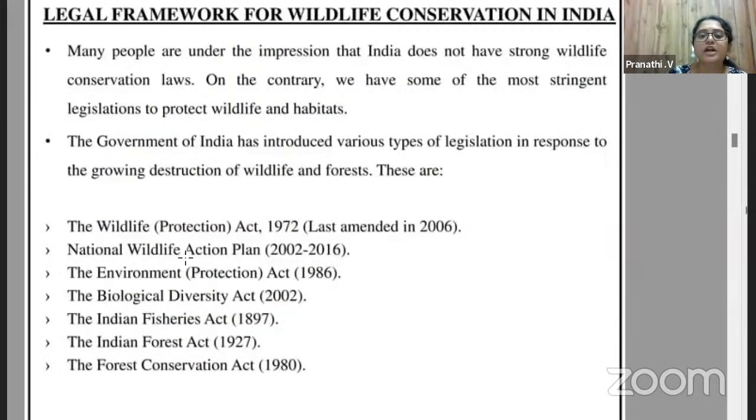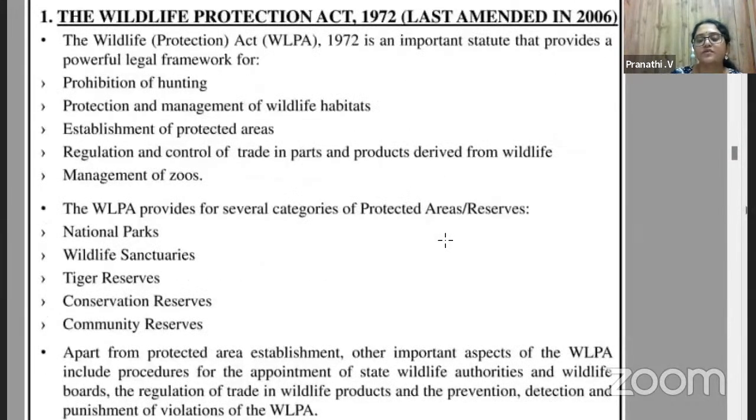And what is it that people are legally doing for conservation of wildlife in India? Various types of legislation are there: the Wildlife Protection Act in 1972, then 1986, then the Biodiversity Act in 2002, the Fisheries Act, and the Forest Conservation Act. All of these have been introduced to protect the different kinds of wildlife areas. So you have prohibition of hunting, management of wildlife habitats, declaration of sanctuaries and national parks, establishment of protected areas, and regulation of trade in those areas. Then you have a central authority taking care of all of these, with the power of the central government to declare a particular area as a sanctuary or a national park, and whether it is closed.